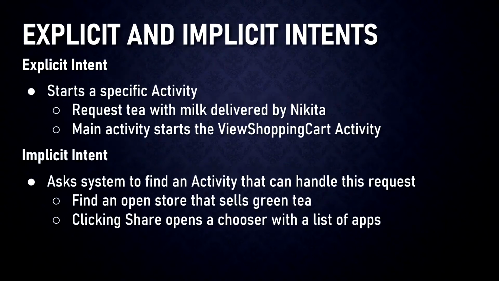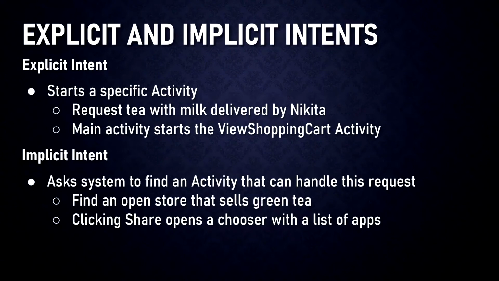Actually, there are two types of intents that we use in Android development. The first one is explicit intent, and the next one is implicit intent. The difference is that an explicit intent starts a specific activity, meaning an activity that you have in your app. You may have two or more activities in your app, right? To start one activity found in your app, you can use an explicit intent.